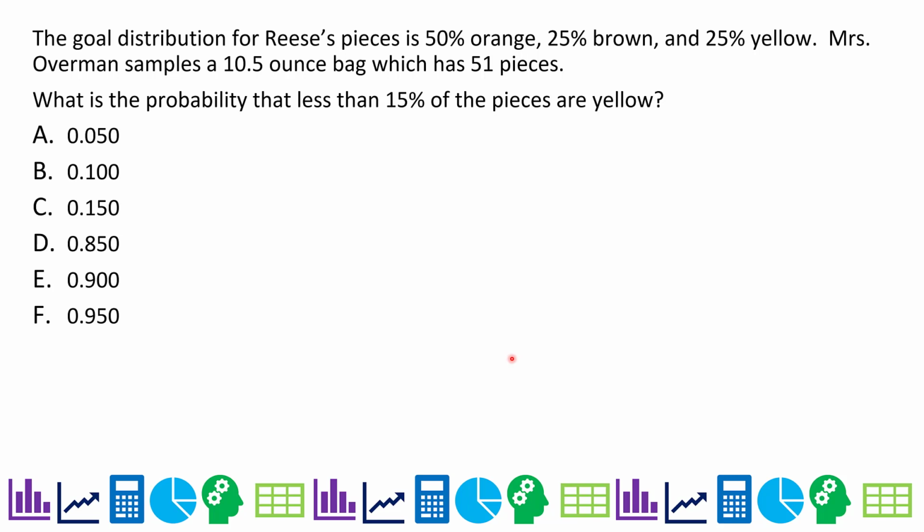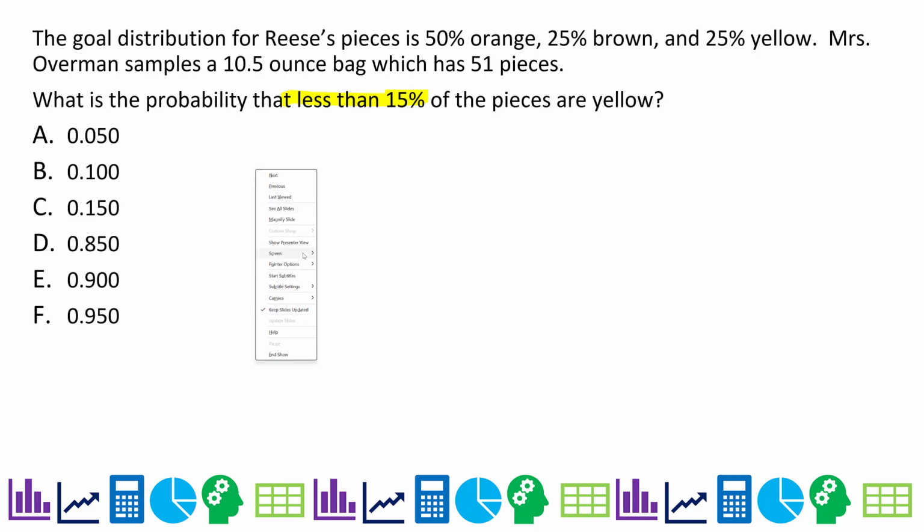Okay, the goal distribution for Reese's Pieces is 50% orange, 25% brown, and 25% yellow. Mrs. Overman samples a 10.5 ounce bag, which has 51 pieces. What is the probability that less than 15% of the pieces are yellow? So first of all, you might be tempted to use a binomial distribution, but since we're testing for a proportion, which is 15% here, we really should use our sampling distribution to estimate it.